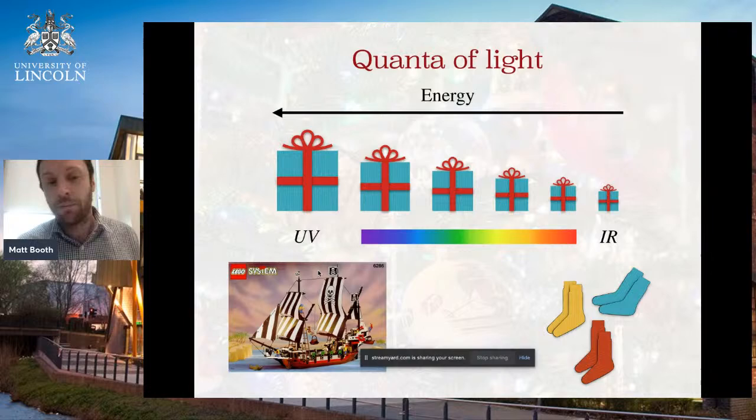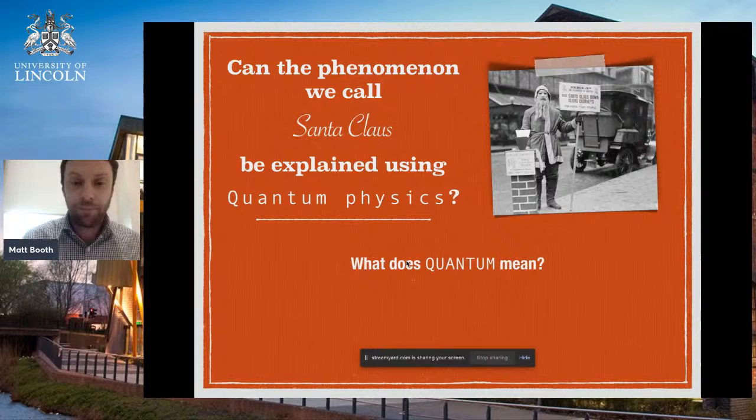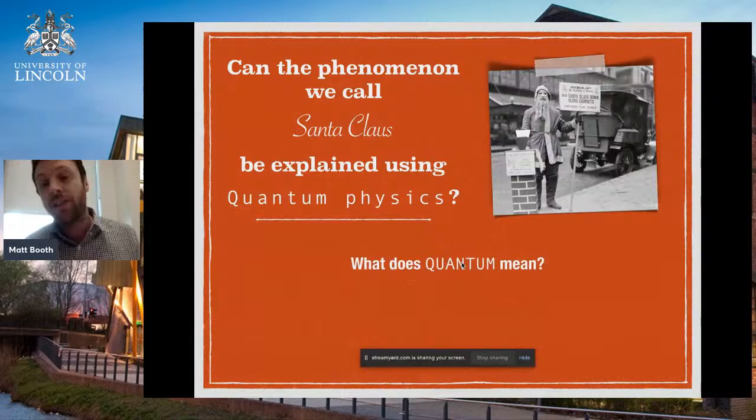Okay, so that's the first question. What does quantum mean? Well, quantum means a small packet of something. Usually we talk about quanta of energy. So energy comes in discrete quantities. Okay, so where energy is exchanged, it's exchanged in small packets, a bit like Christmas presents.